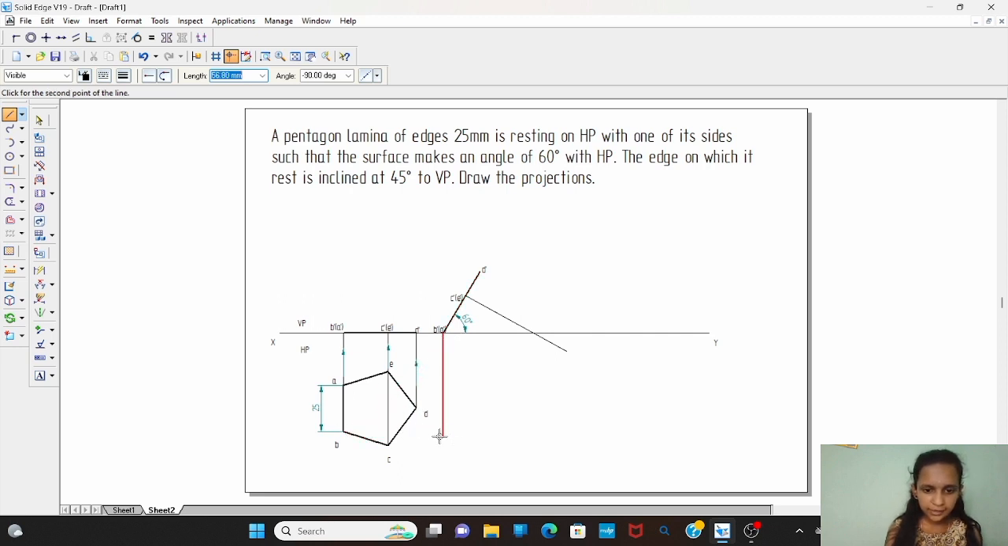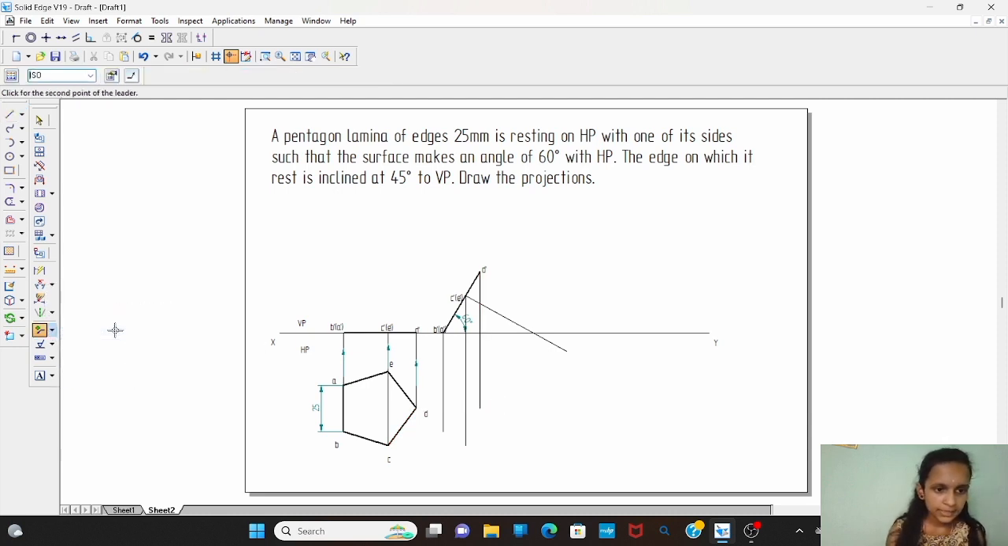B dash line is extending. It should be extended up to the point B. And here C dash of E dash is extending. It should be extended up to the point C. And D dash is extending up to point D. Show the leader. As they are moving downward, show the downward arrow mark.